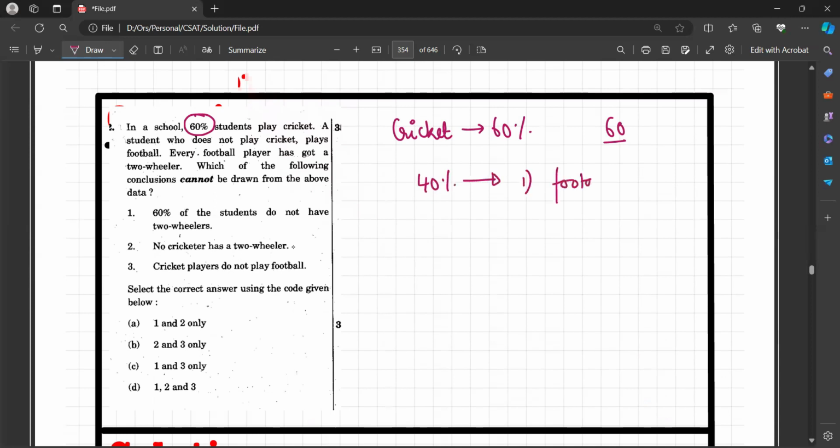It is known to us that they play football. Every football player has got a two-wheeler. Which of the following conclusions cannot be drawn from the above data? 60% of the students do not have a two-wheeler.